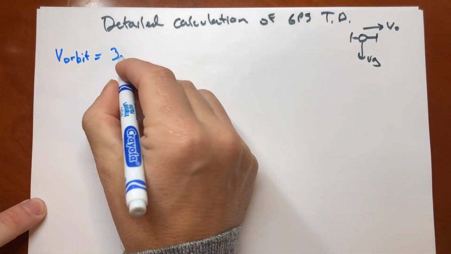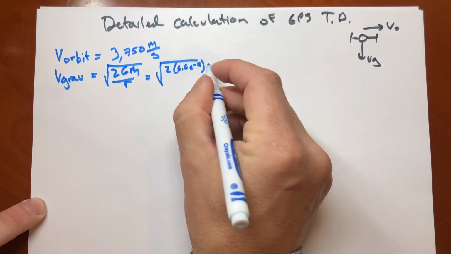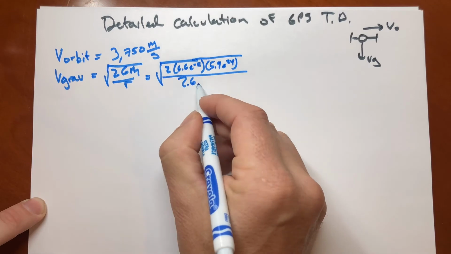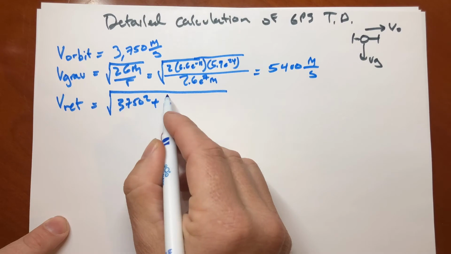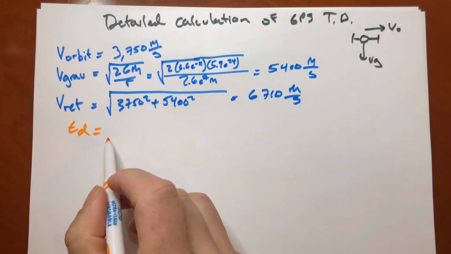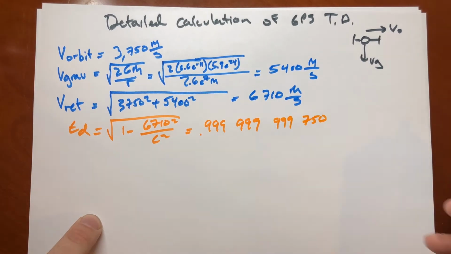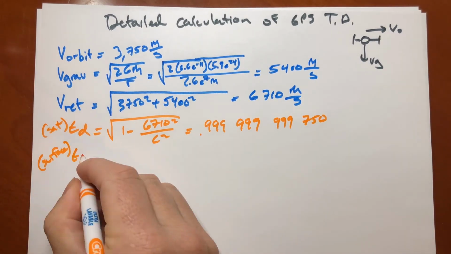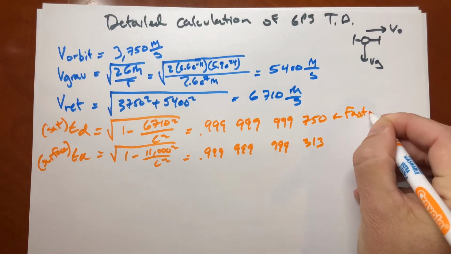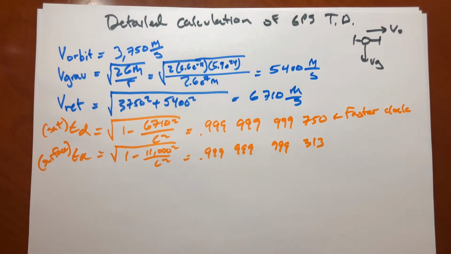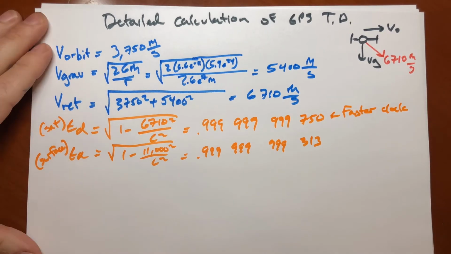So here's the more detailed example of how to calculate it using the principles I just described. The velocity of the orbit is 3750 meters per second. The gravitational velocity is simply the escape velocity, which in this case is 5400 meters per second. The net is the square root of the sum of the squares, which turns out to be 6,710 meters per second. You plug that into Lorentz, and you get a particular time dilation.